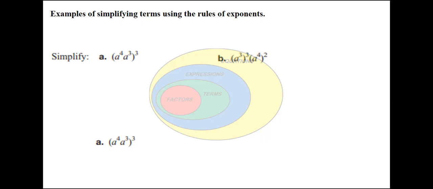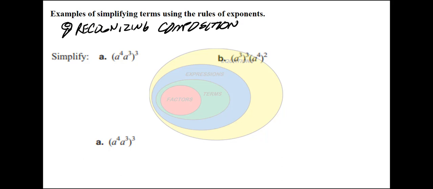All right, we're going to go through some examples of simplifying terms using the rules of exponents. The biggest thing, the key to this, is to just recognize the composition. We want to make sure we apply the correct properties or rules of exponents, and that's going to be determined by composition. So for each problem, we want to make sure we're dealing with factors.